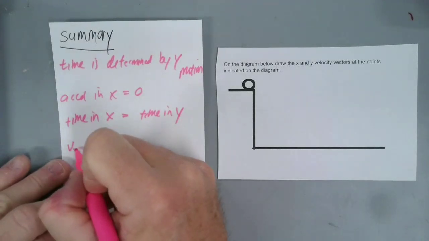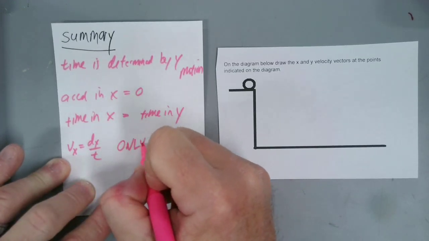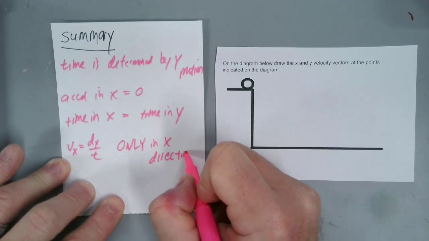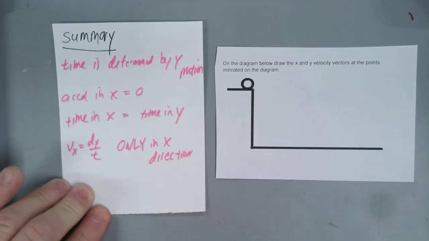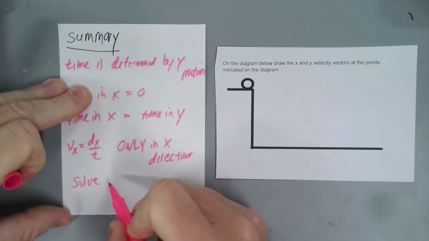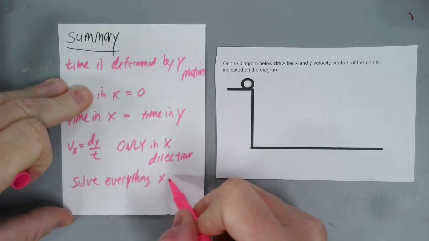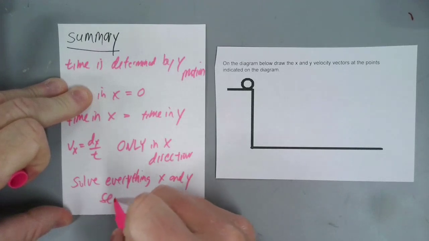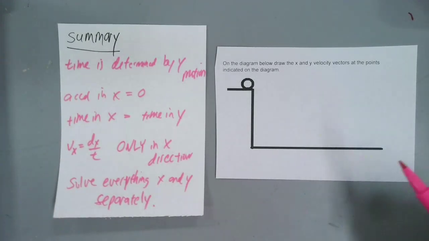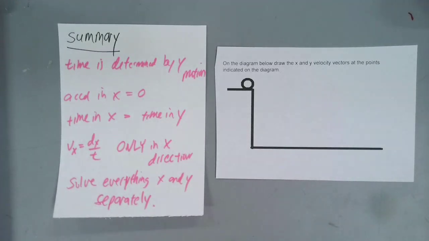You can use this formula only in x because that is the dimension of motion where you don't have an acceleration. The final hint here is solve everything x and y separately. You have to approach these problems looking at just x and just y by themselves.